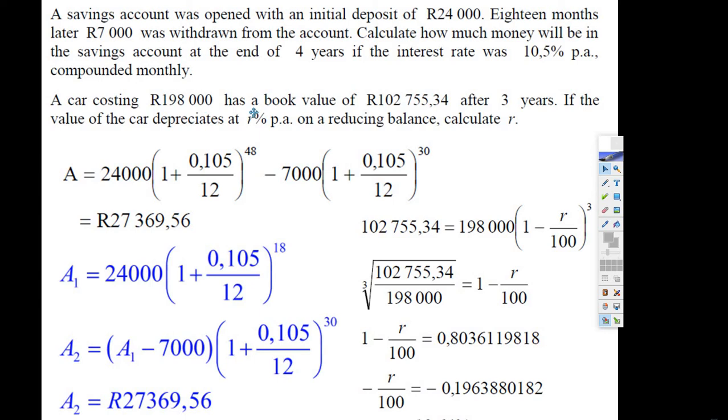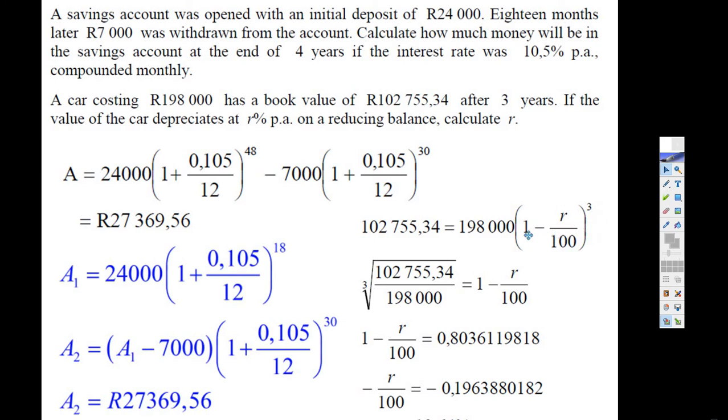Now they say there's a car that has a book value of 102,000 and some other money. After 3 years, if it depreciates, it cost 198. But then it depreciates. This is the reducing balance depreciation formula. 1 minus I to the n. This is the value you start with. This is what it depreciates to. 1 minus, it's called reducing balance. So you can just put this in here as I. That would actually be fine. And you're going to solve for 1 minus I to cubed. That's what I would do like that.